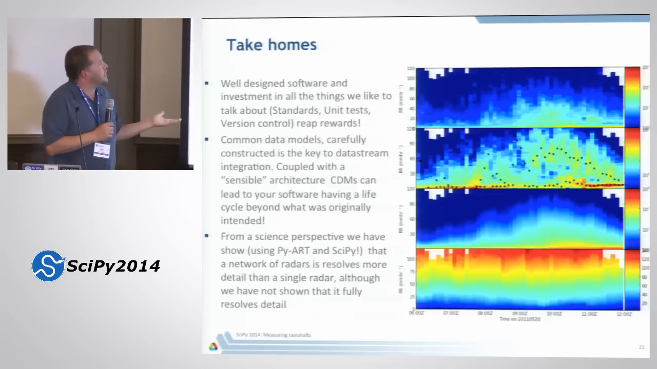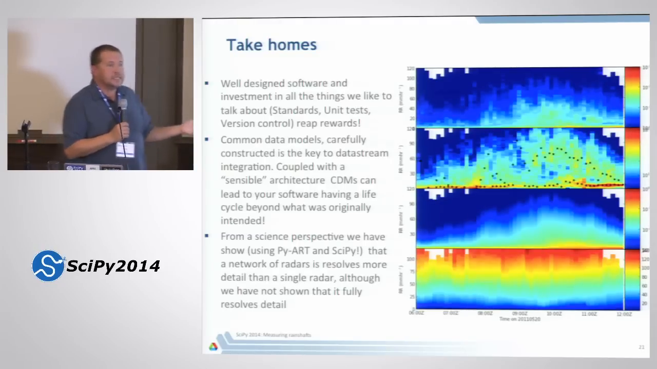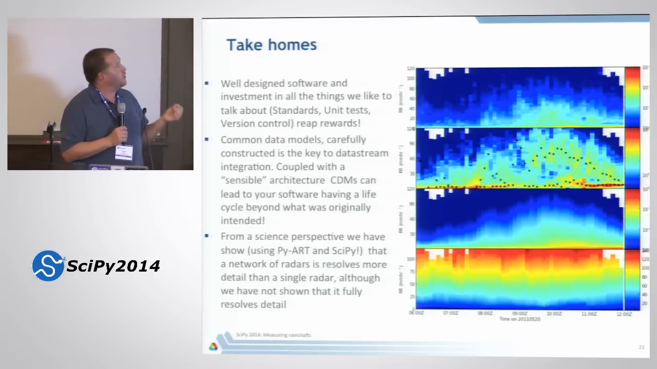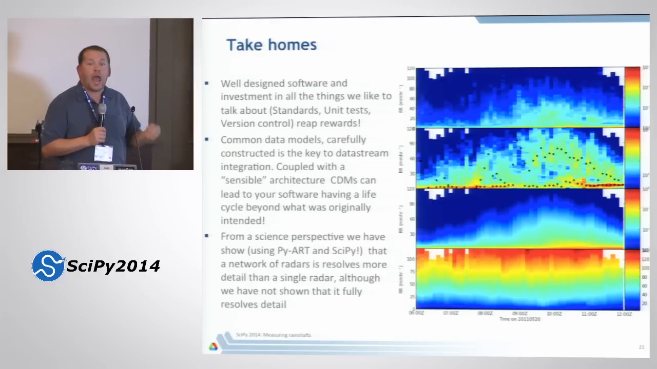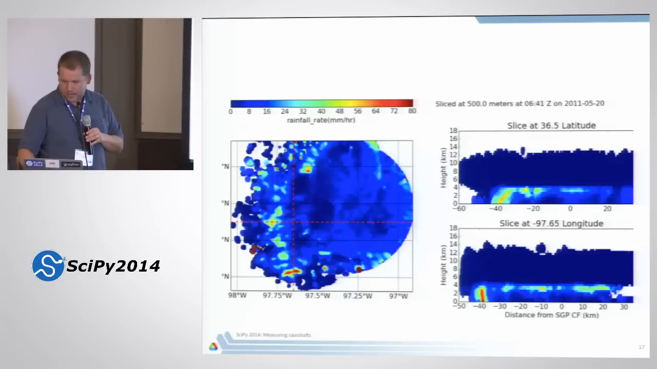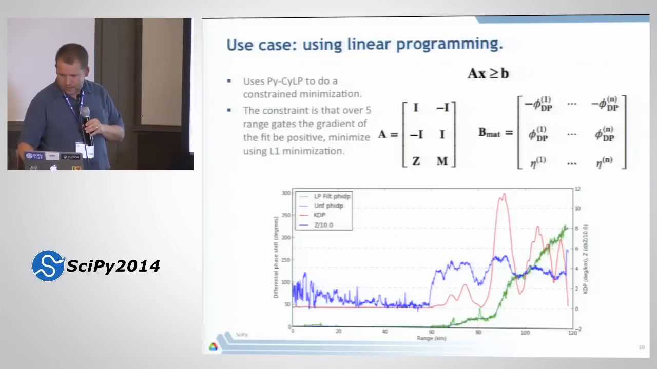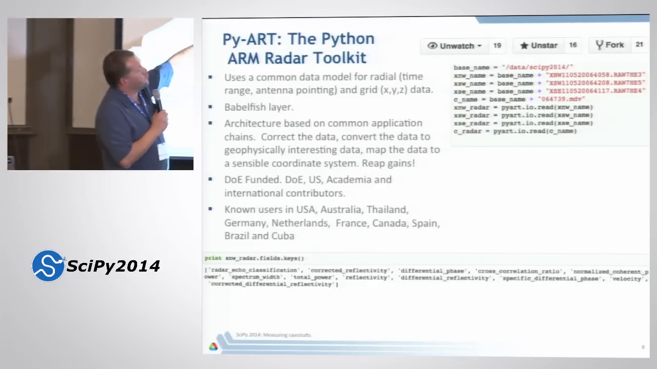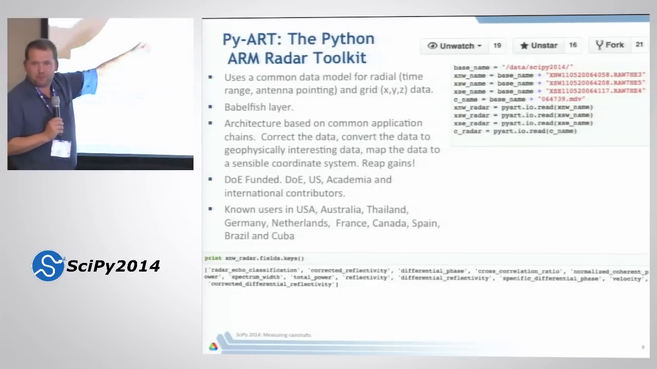So a couple of take-homes here, things that I did and didn't say during the talk. Well-designed software is a great investment in things like standards and version control and reaps rewards. I showed before, actually, let me go back up here. Where's my little shout out? There we go, that's where it was. So we've got 21 forks now. I'm very happy with that, with PyART.